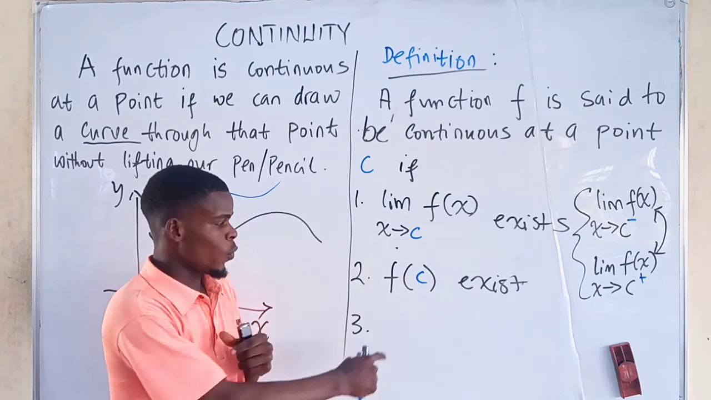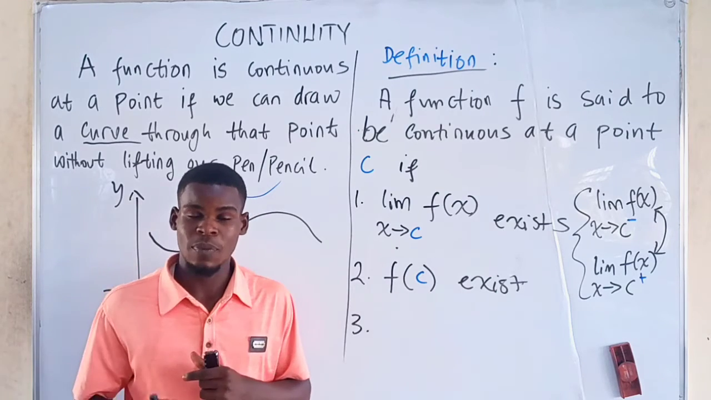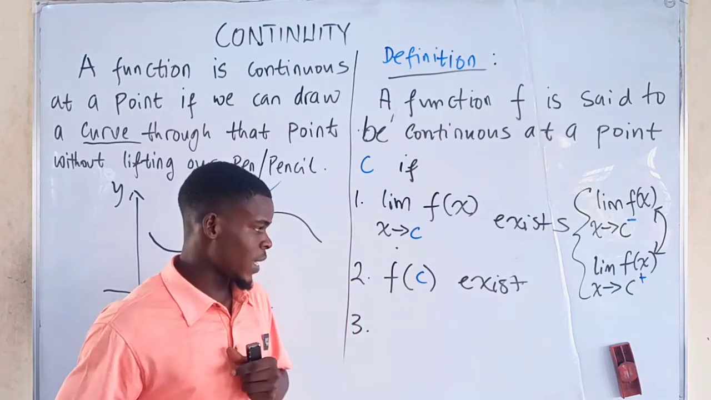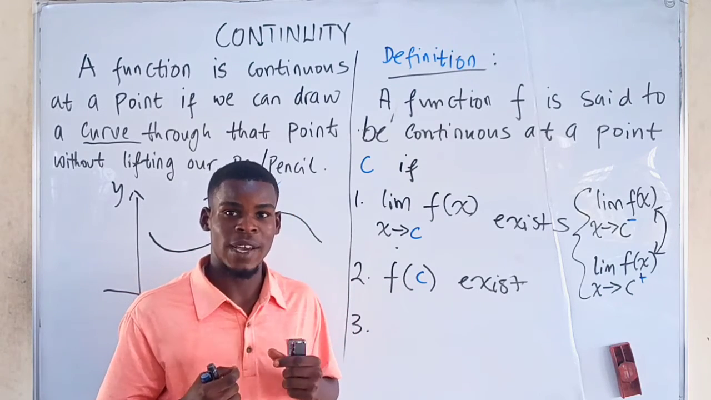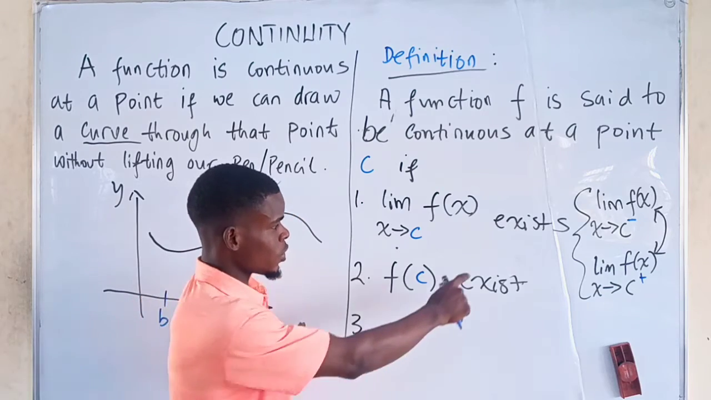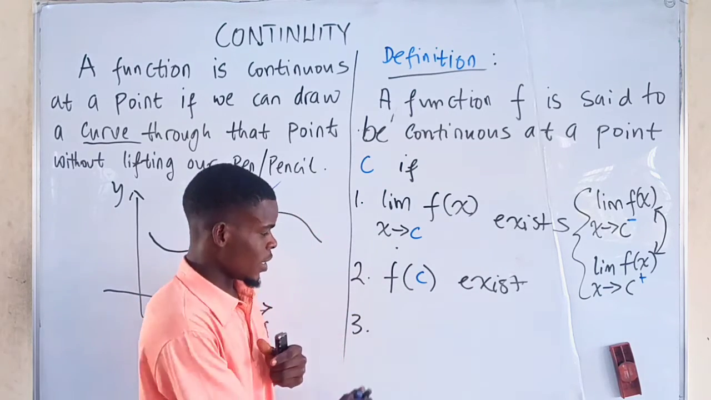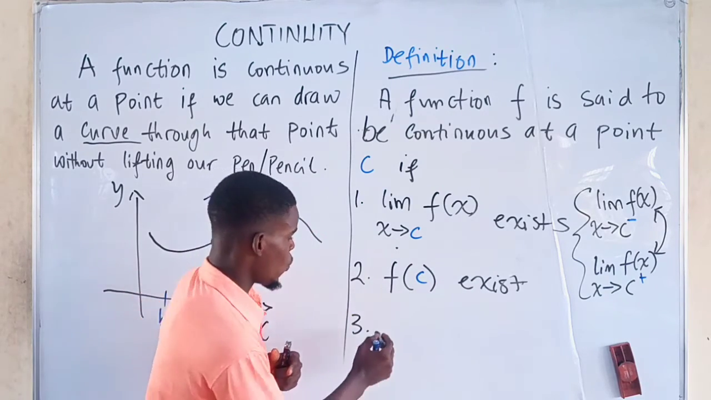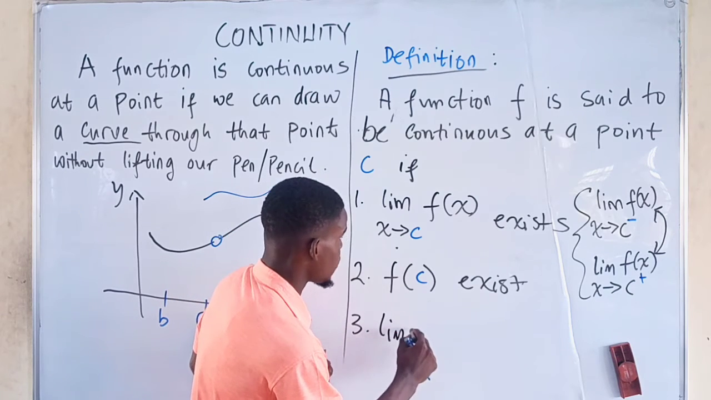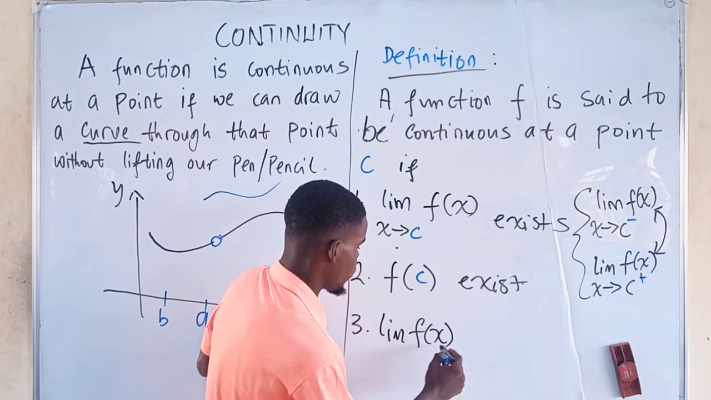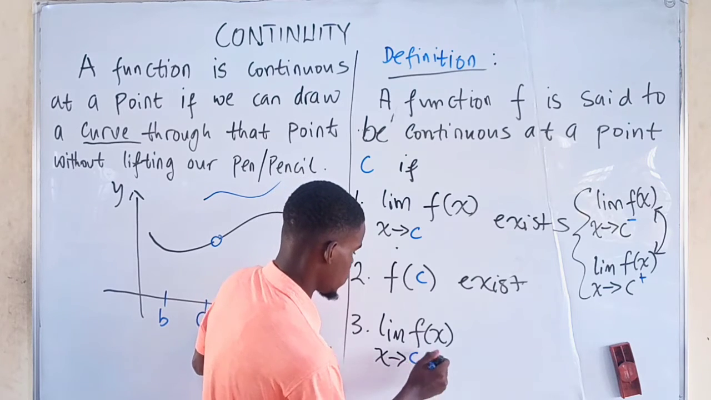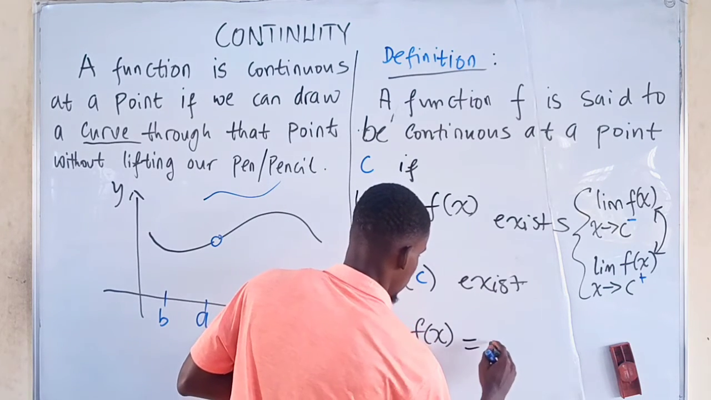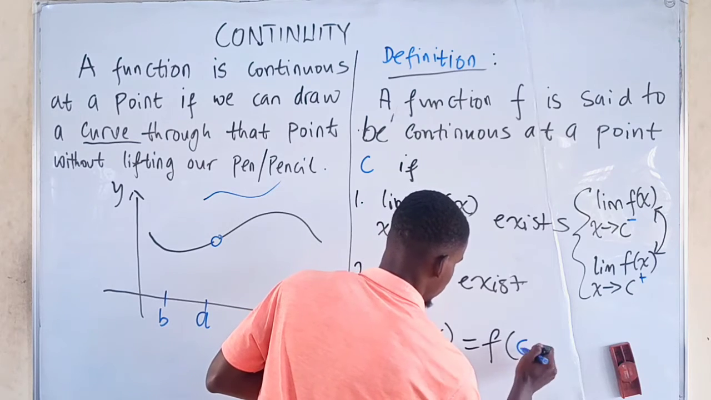And then we also go ahead and evaluate the function at that point c. We do that by substituting the value of c into the function and simplifying, as we did before. When both of them exist, the third condition says that when the limit and the function value at that point both exist and are equal, then the function is said to be continuous at that point.